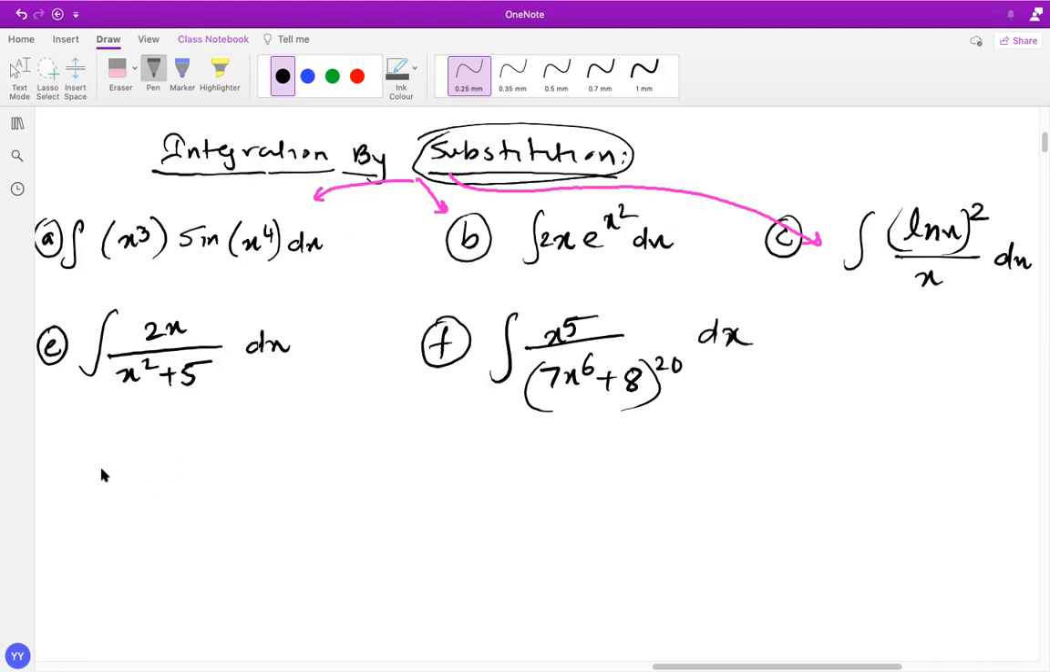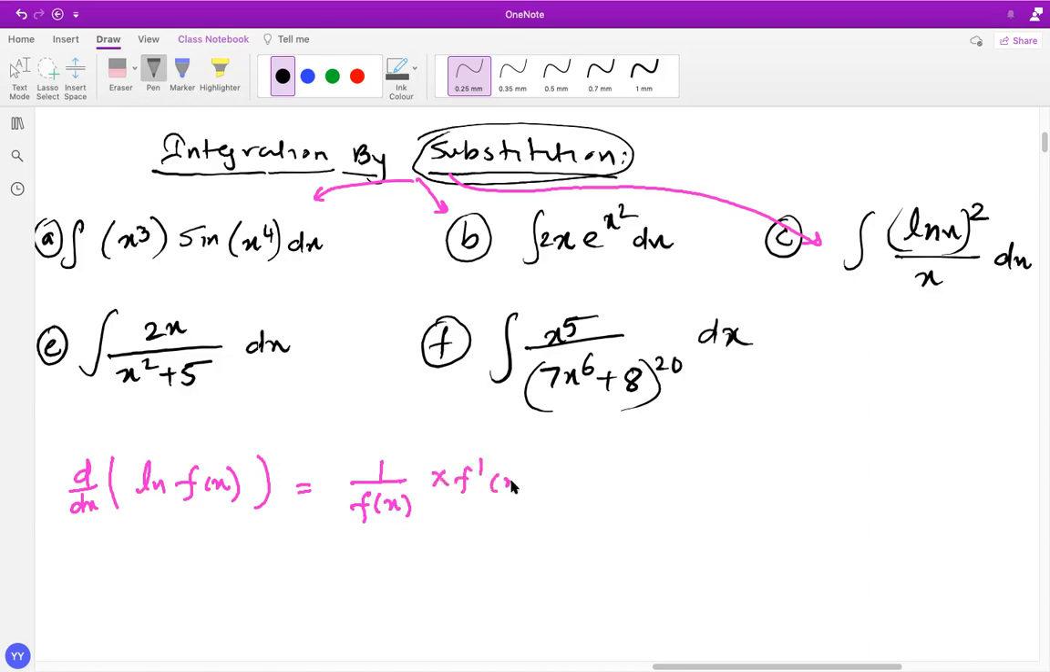Before I begin with substitution, one of the very basic results that comes in handy is the derivative expression of, let's say, ln f(x). If you're differentiating the ln of some function, it is 1 over f(x) times f dash x.